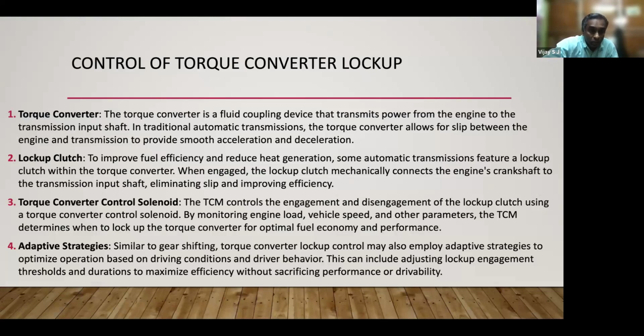And there are also adaptive strategies. Adaptive means to a situation, you accommodate yourself. That is called adaptive. You are adaptive to certain situations. So here also, like in your automatic transmission, torque converter lockup clutches also, you have adaptive strategies. So it will employ some of the adaptive strategies like optimized operation based on driving conditions and driving behavior.